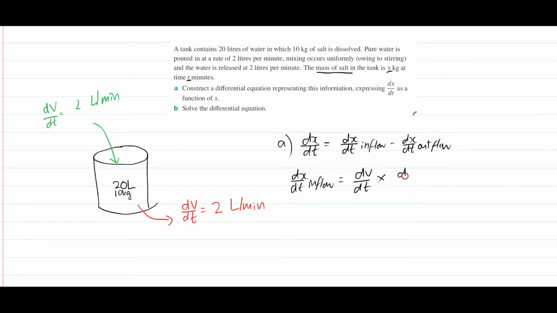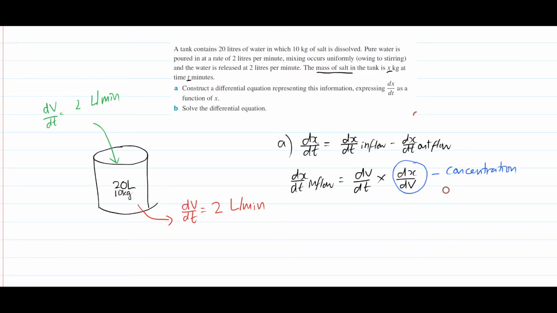The concept of chain rule. To get dx/dt, you multiply this by dx/dV, because dV cancels out and you just end up with dx/dt. Okay, so now how do you get dx/dV? Well, that's mass of salt over volume. Another way of saying this is the concentration. So what this is, it's the concentration of the solution of water flowing in.